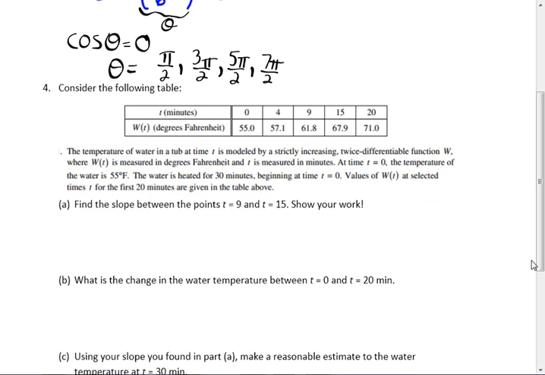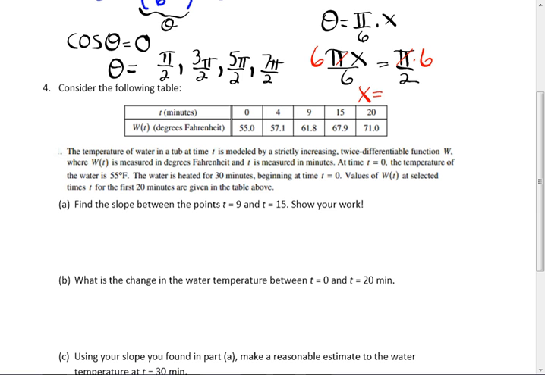But theta is also not my angle. My theta is pi over 6 times x. So what I'm going to do is take my angle, I'm going to replace theta with pi over 6 times x, which has to equal pi over 2. And you should be able to do that in your head. The pi's are going to cancel. You're going to multiply by 6. So what's the first x value? 3. Pi's are gone.